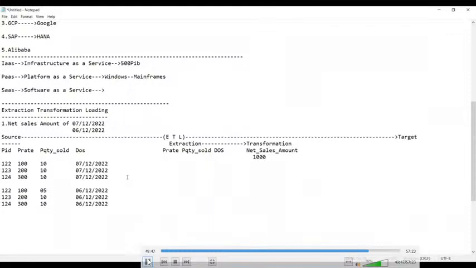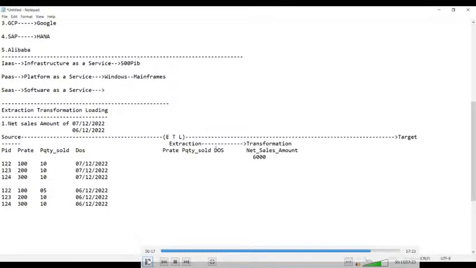Next one. 200 into 10 means what? 2000. Am I right, everyone? Very good. Now 300 into 10 means what? 3000. Now sum it: 1000 plus 2000 plus 3000. What is the total amount? Very good, 6000 is the total amount.